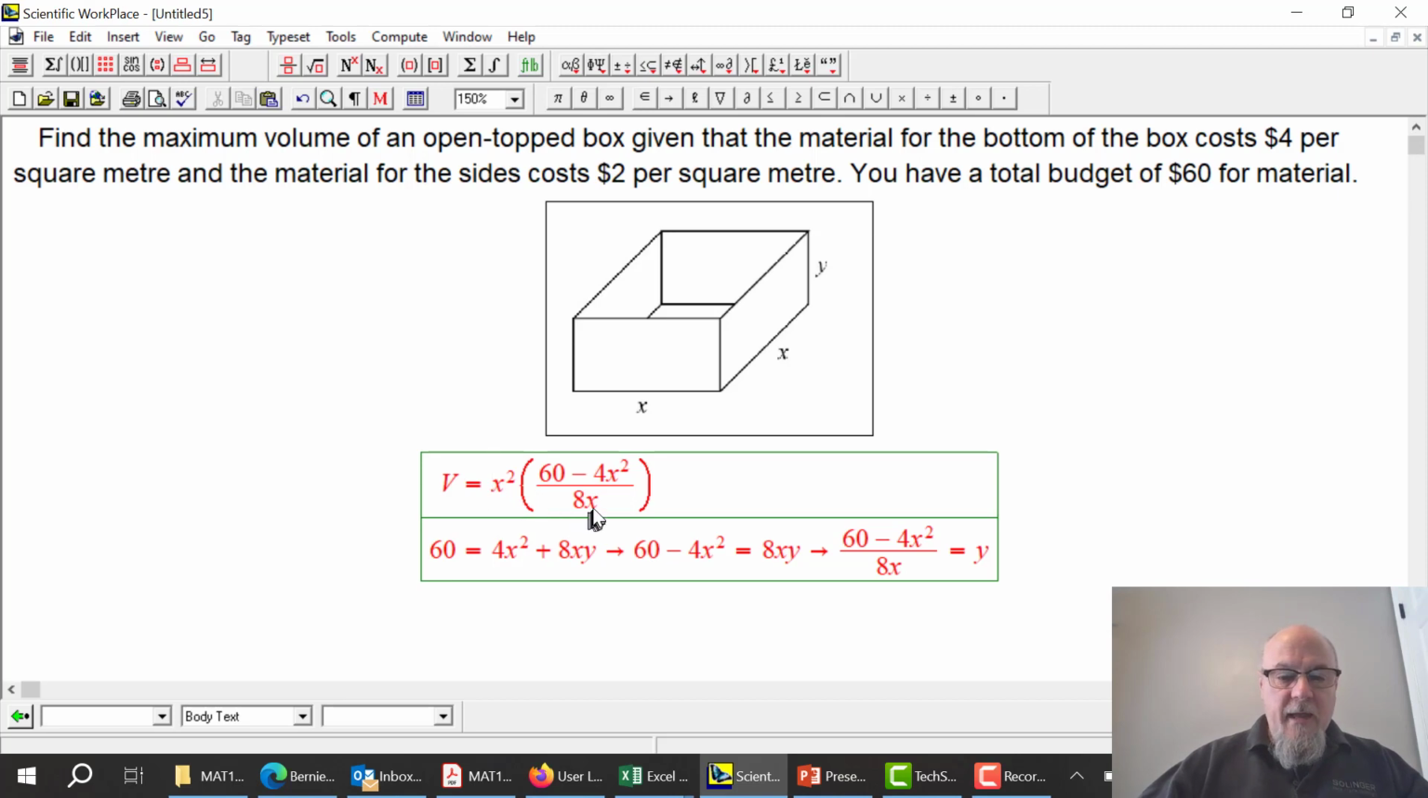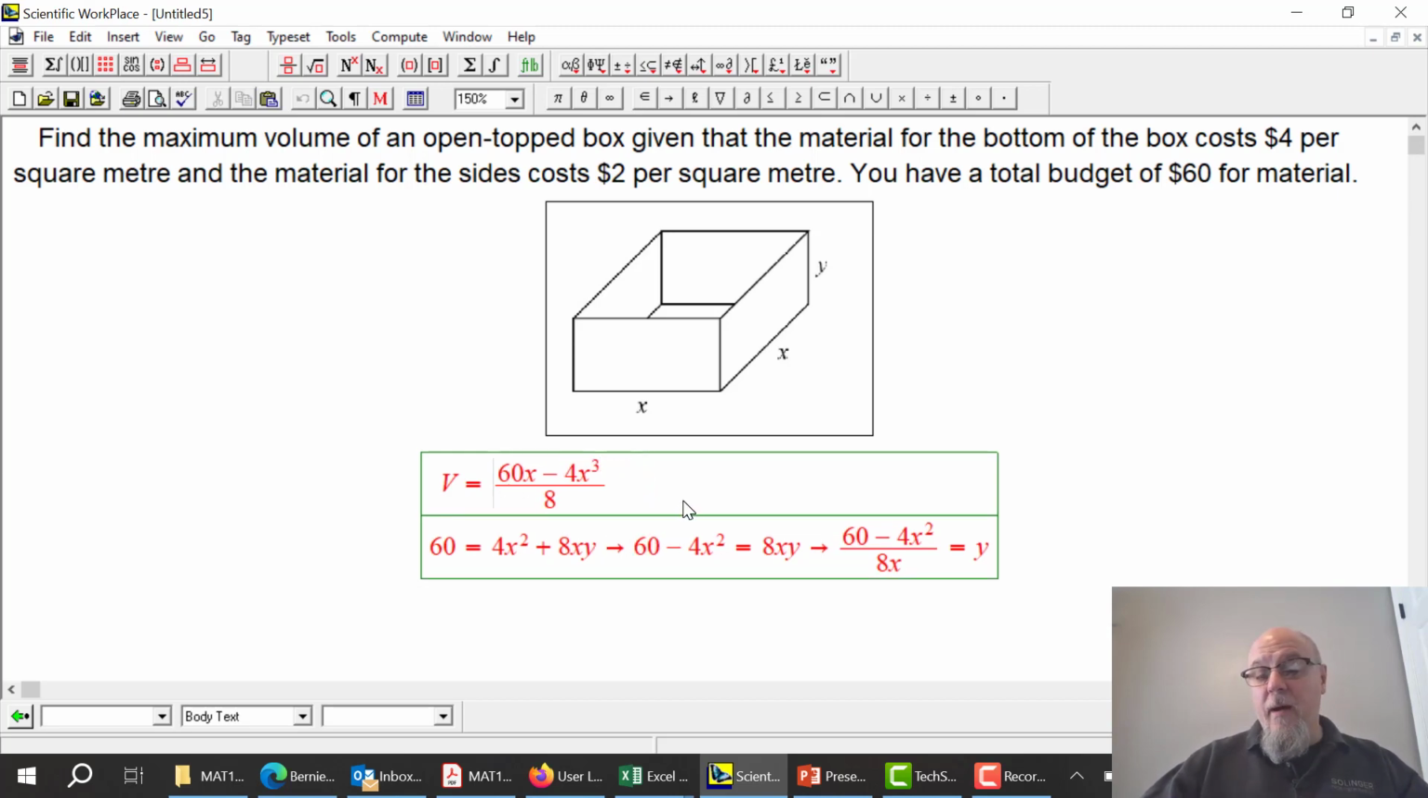Let's clean up a bit. I can cancel this x with one of those x's. Now I'm going to multiply this x through the top, so that's going to be 60x minus 4x cubed, and it's all still divided by 8. I could divide each piece by 8, or I could just leave it because I'm going to take the derivative, and I'm thinking of this whole thing as multiplied by an eighth. I think that's what I'm going to do. So let's differentiate. I can write V prime, what I mean is dV/dx.